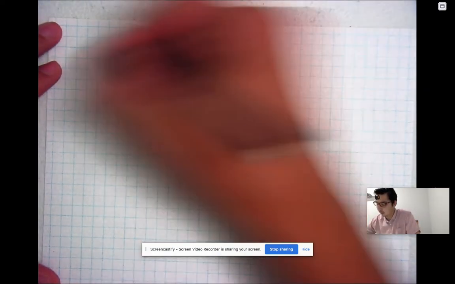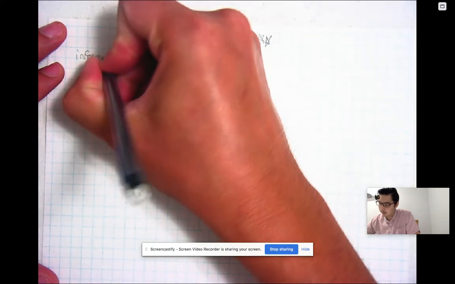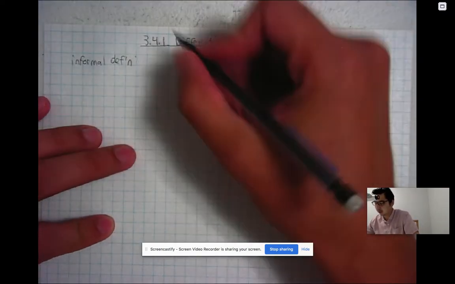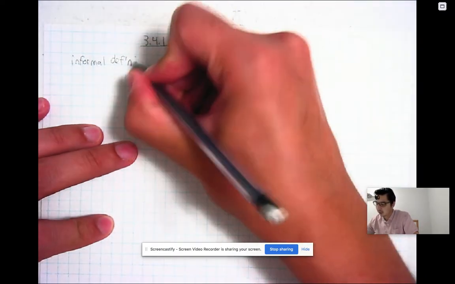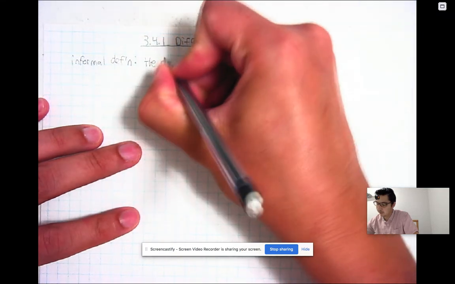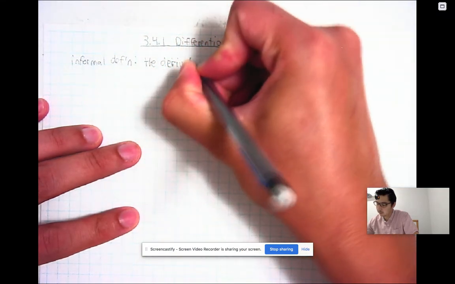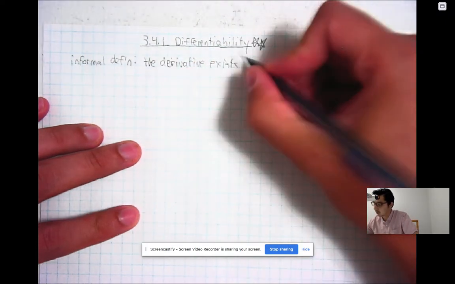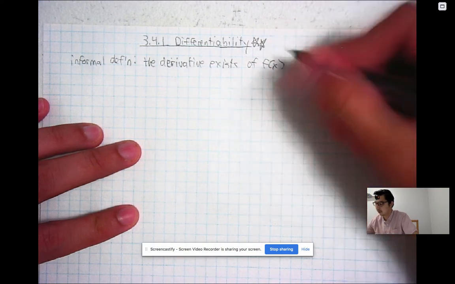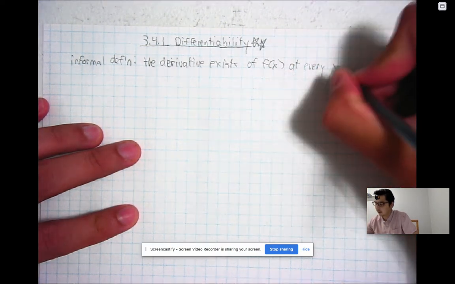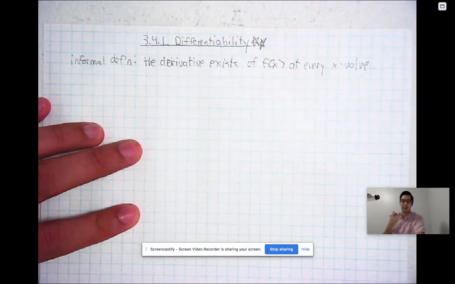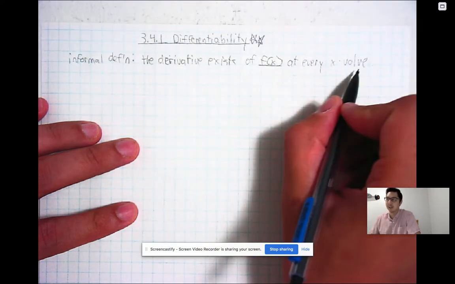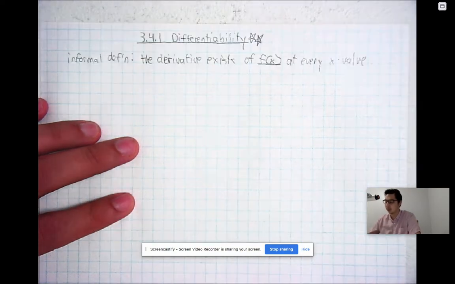So the informal definition of differentiability is just another word for that the derivative exists of a function f of x at every x value. So that's the informal definition: if we look at a function f of x, the derivative will exist at every x value.